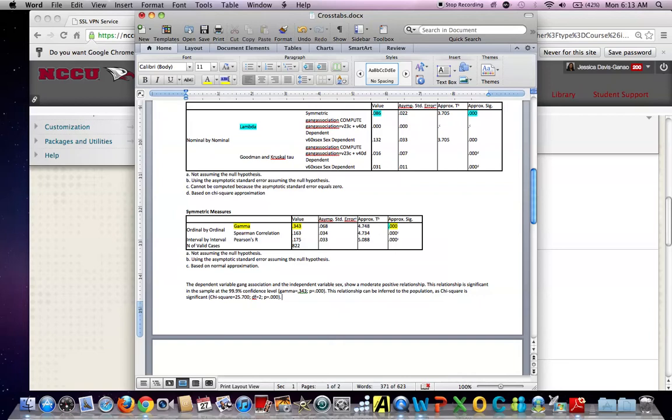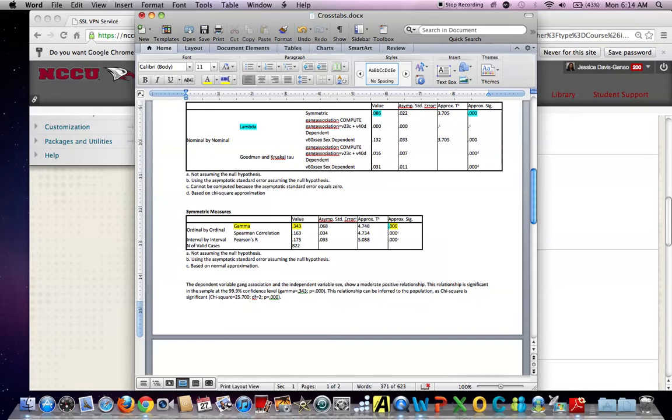And again, the chi-square is an inferential statistic. As long as it's significant, it doesn't matter how significant it is. As long as it's significant, we can infer the relationship to the population. But also note that the sample statistic, which is the gamma or the lambda, must first be significant before you can infer that relationship to the population. So again, as a review, gamma and lambda are our sample statistics. The chi-square is our inferential statistic. And the sample statistic first must be significant before we can infer it to the population.